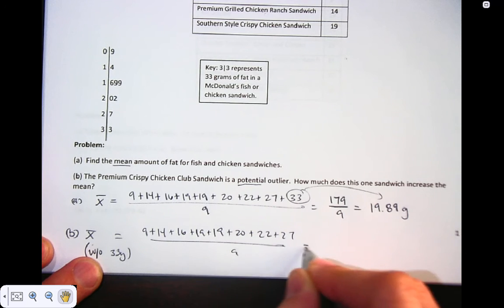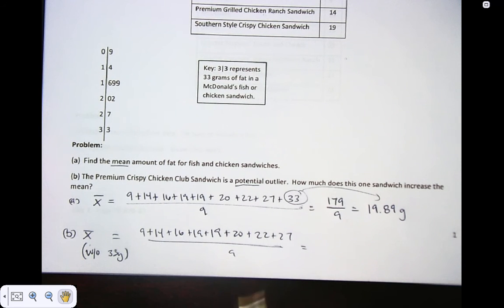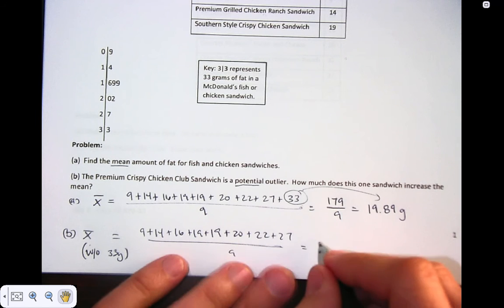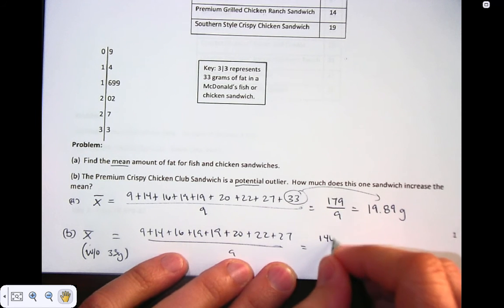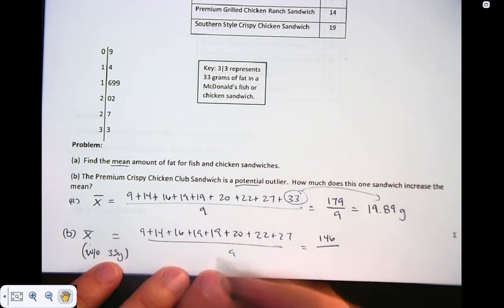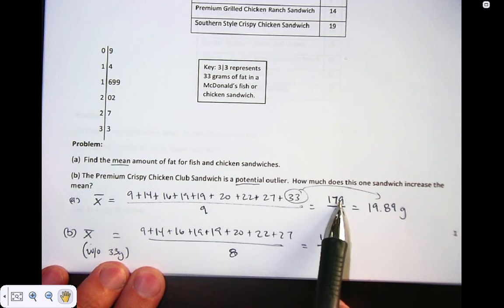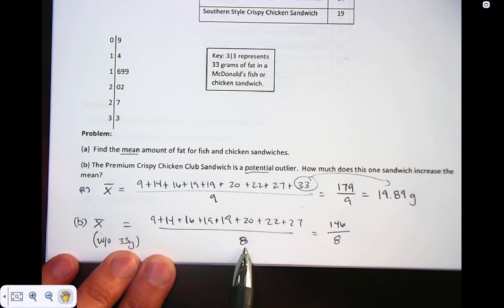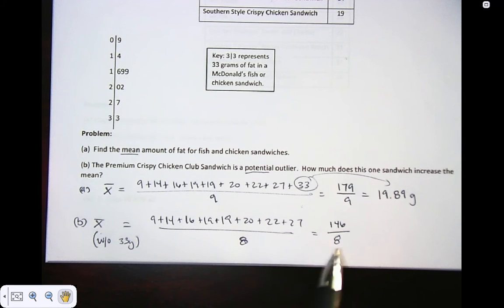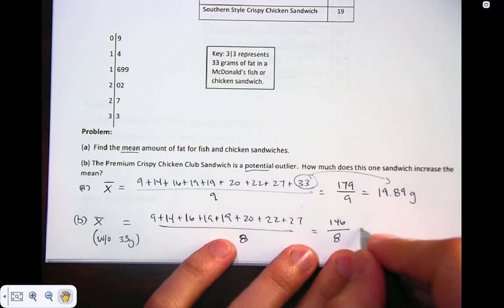And we would divide that by 9. I'm just going to kind of cheat here because I know that this added up to be 179, right? So if I take away 33, I would get 146. Divide that, oops, not by 9 now, by 8. Again, I took this total, which I knew was all of this added up. I subtracted 33 from that to get 146. And now my number of observations has changed, right? We've gone from 9 sandwiches down to 8. And if you do 146 divided by 8, you get 18.25.